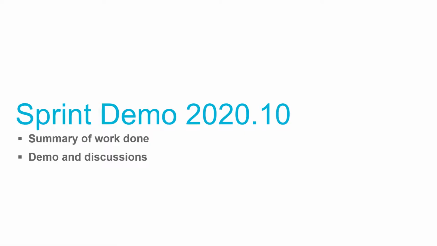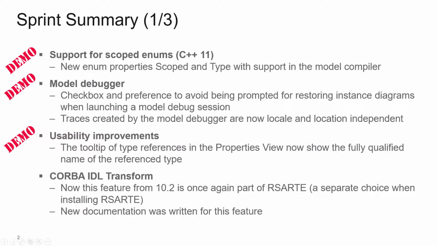As usual, we will start with a brief summary of what we did in this sprint and then move on to the interesting part with demos and discussions. So we have worked on implementing support for a C++ feature known as scoped enums. It's implemented by providing new properties, scoped and type, for enumerations, and with the corresponding support in the model compiler to generate scoped enums.